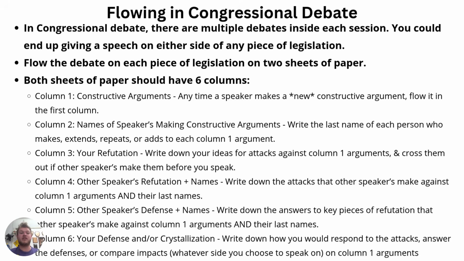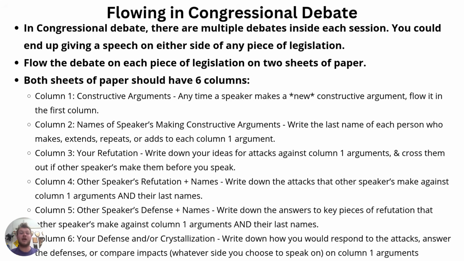So if this is the affirmative piece of paper, then this is what you would say to attack the affirmative's arguments if you speak on the negative. So write down your ideas for attacks. However, in Congress, you don't know guaranteed when you're going to speak. And so sometimes other speakers might come up and make the attacks that you wanted to make.